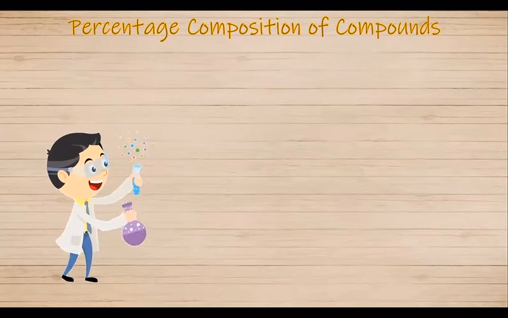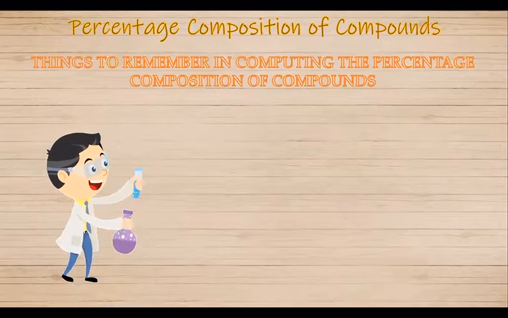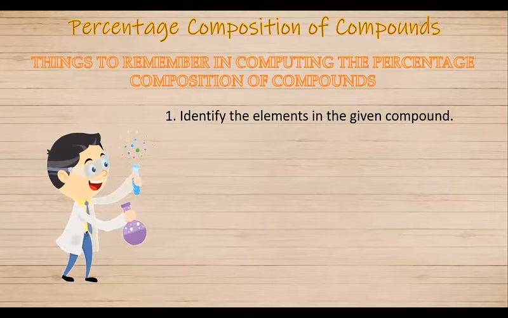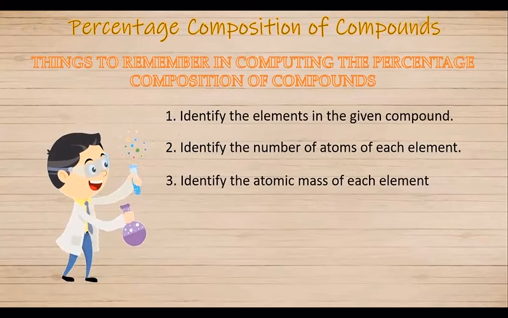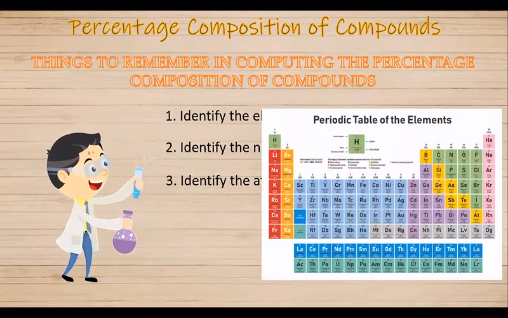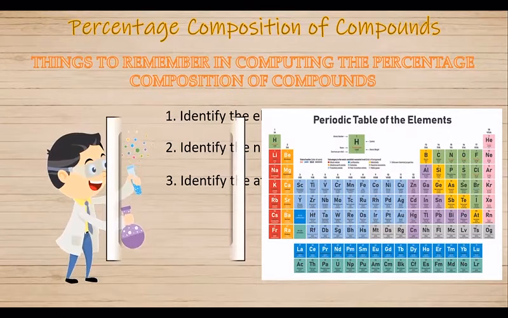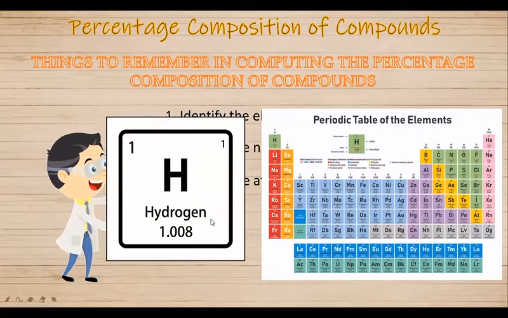But before we move on to calculation of percentage composition of compounds, here are the important things to remember. First, identify the elements in the given compound. Second, identify the number of atoms of each element. Third, identify the atomic mass of each element. How are we going to do that? Simply use your periodic table of elements. Just like, for example, the element hydrogen. After the name of this element, you can see a value of 1.008. This indicates the atomic mass or atomic weight of that element.